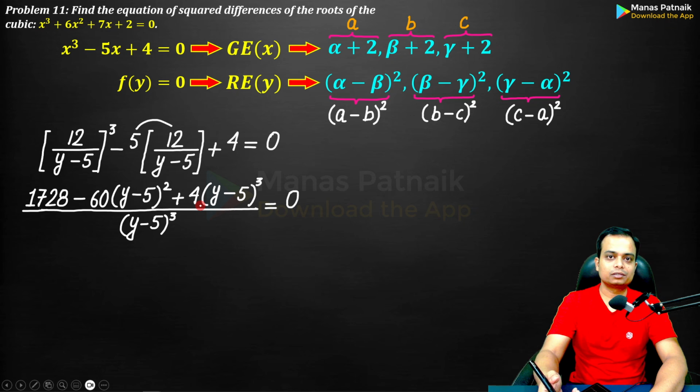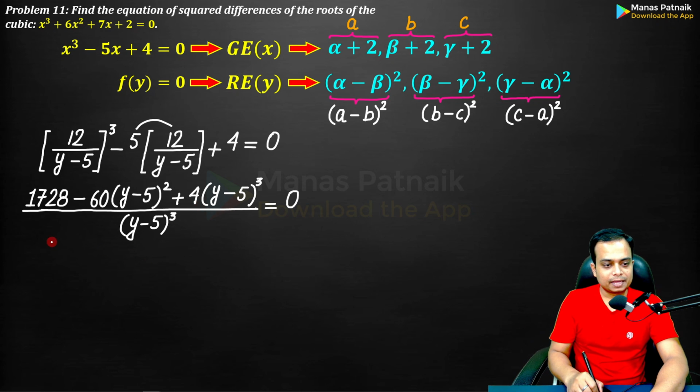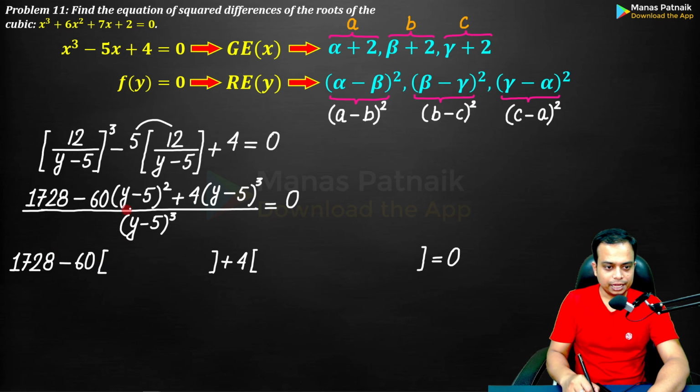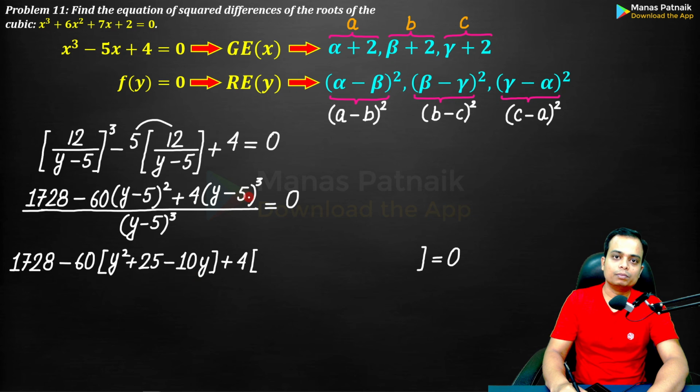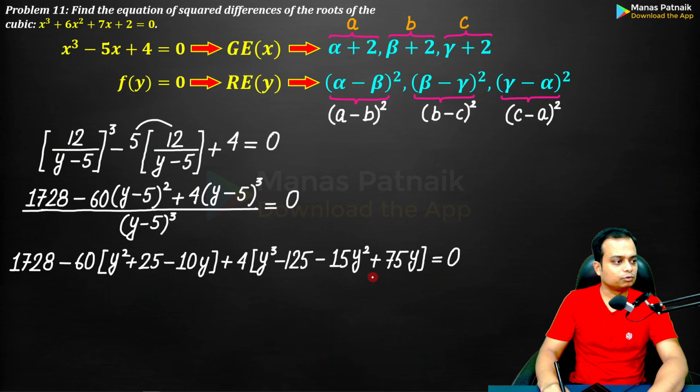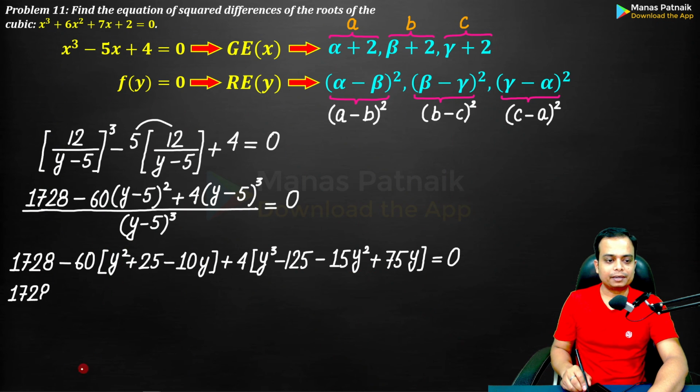Now all you need to do is to expand. Let me write this. Expand y minus 5 whole square. So this is going to be y square plus 25 minus 10y. Similarly, a minus b whole cube: a cube minus b cube minus 3a square b plus 3ab square. Implement these formulas. This is what you get. Open the bracket.